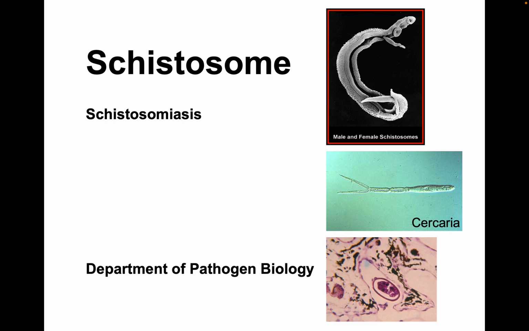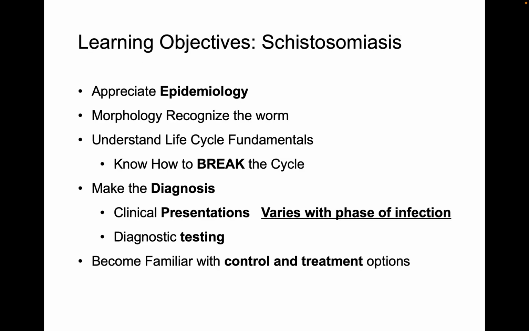Next, we are going to go into details. For the introduction, we are going to learn about the epidemiology, and also about the form, what the schistosome looks like, and then appreciate the life cycle to understand how to break the cycle. Next is how to make the diagnosis. The clinical presentations vary with the phase of the infection, and then we are going to talk about the diagnosis, and last we are going to talk about control and treatment options.